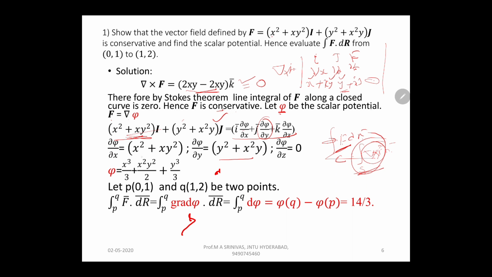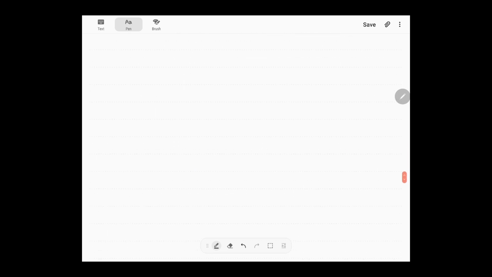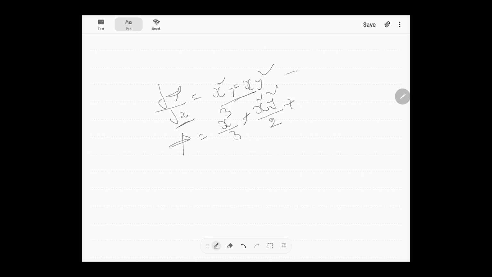What is phi? In the first equation, dou phi by dou x is x square plus xy square. If I integrate this with respect to x, the integral of x square is x cube by 3. I am doing the integration with respect to x, therefore y is constant, and we get x square y square by 2. So phi is obtained by integrating x square plus xy square dx. Now the constant of integration you will get.